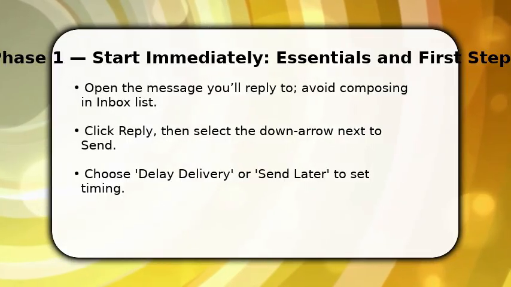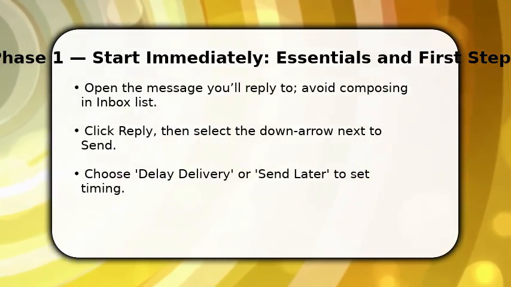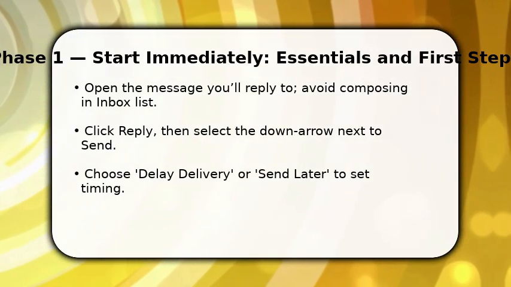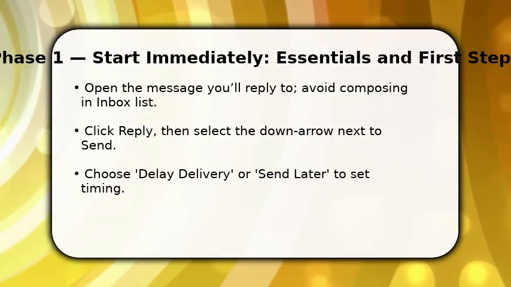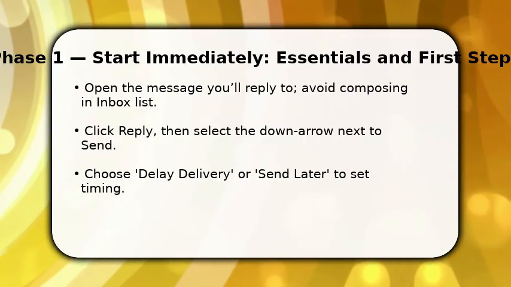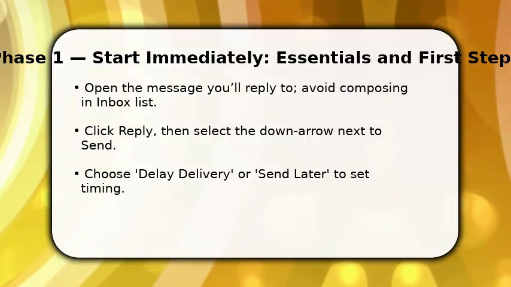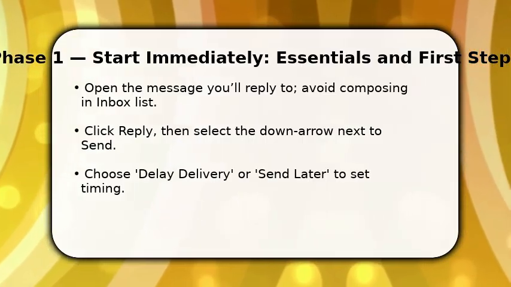You start by opening the message and clicking Reply so the response is attached to the right thread. Once done, look for the Send button's down arrow. That menu exposes Delay Delivery or Send Later options. Use Delay Delivery when you need a specific date and time. Use Send Later for quick scheduled sends. You do this because scheduling preserves your draft context and recipients.